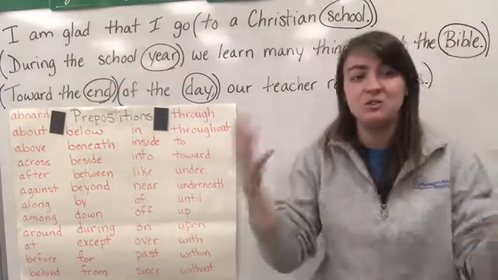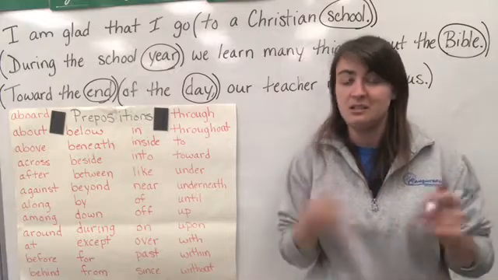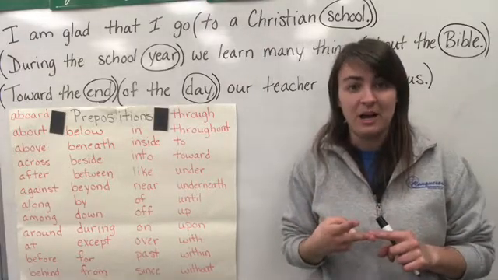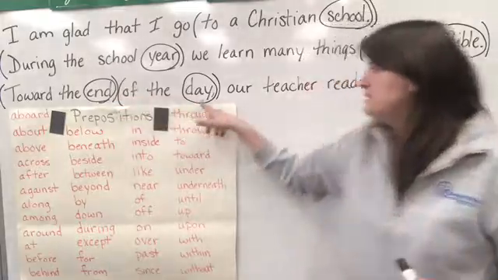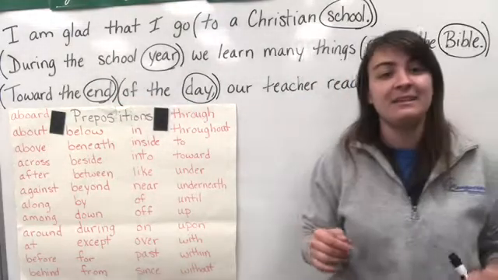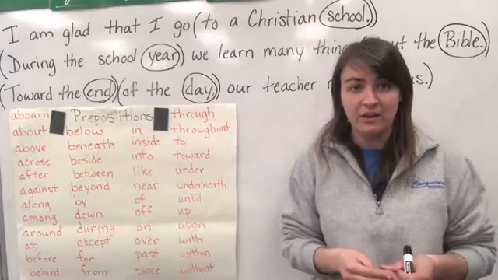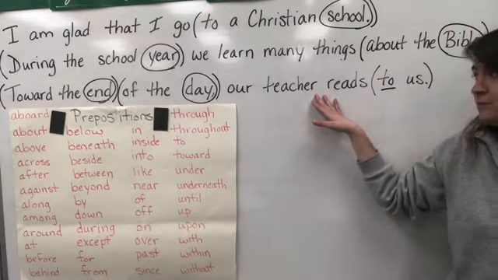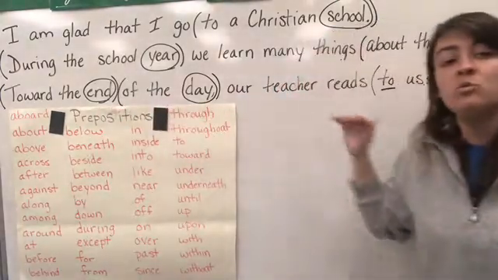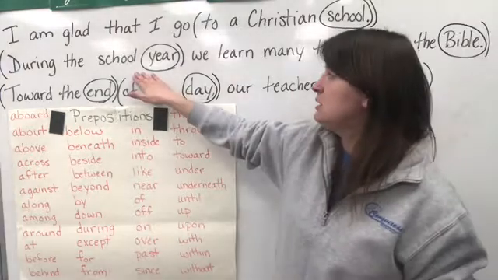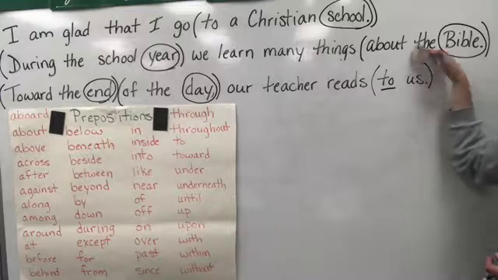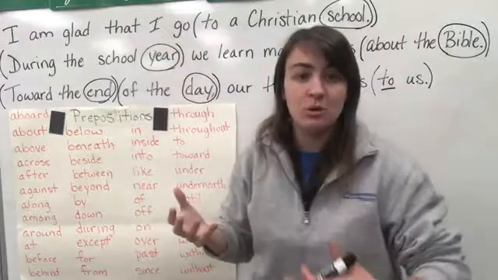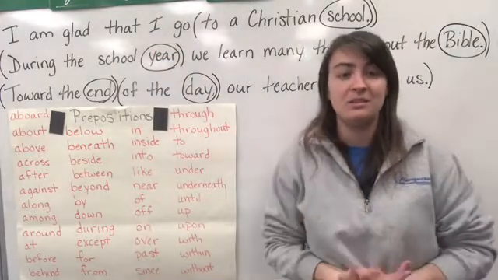It makes sense as you read it together, but the big thing that you need to look for is, does it start with a preposition, starting with one of the words from this list? Does it end with a noun or pronoun, like school, year, end, day, us, Bible? And does it relate that word it ends with to the subject and verb of the sentence, like this one does? To us is who the teacher reads to. Toward the end and of the day tell when the teacher reads. During the school year tells when we learn. About the Bible tells what we learn. To a Christian school says what we're glad that we go to. So we want to make sure that it makes sense within the sentence in order for it to be a prepositional phrase.